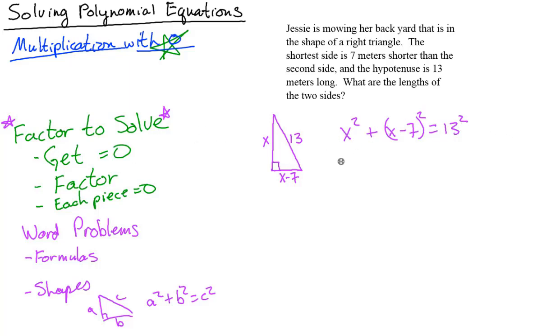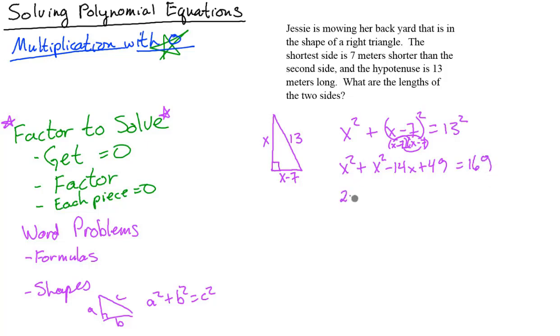So let's multiply this out. X squared plus, this is a binomial. Don't you dare say x squared plus 49. This is x squared minus 14x plus 49. And if you have forgotten, this is x minus 7 squared, which means timesing it by itself, and that minus sign means you need to distribute completely. Equals 13 squared, which is 169.